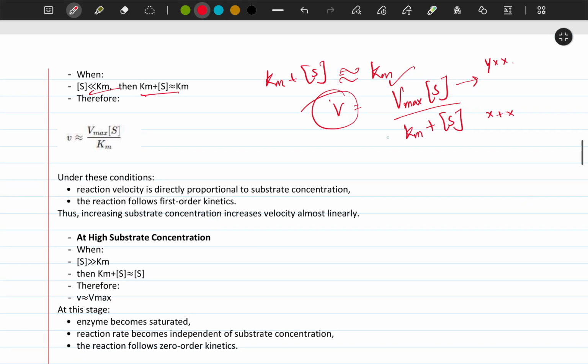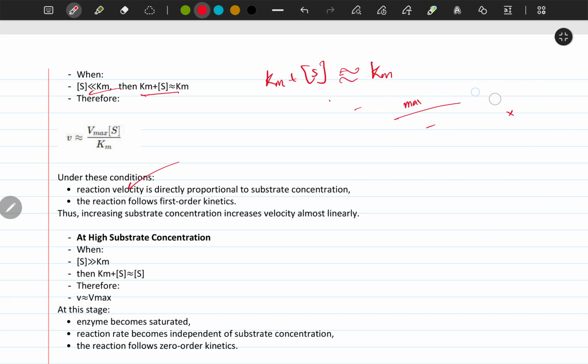Vmax and Km will remain constant under these conditions for a given enzyme. Under these conditions, reaction velocity is directly proportional to substrate. We are saying V is directly proportional to substrate. When substrate is very much less than Km, at this point, what is the speed?